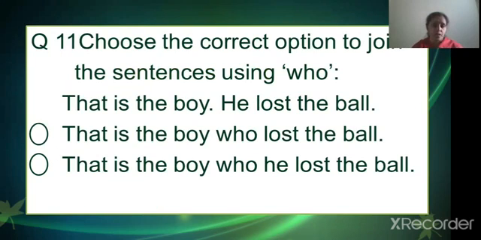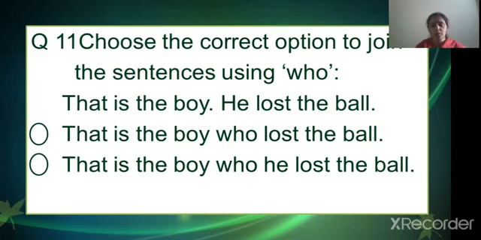Choose the correct option to join the sentences using who. We have to use the word who to join two sentences. The sentences are: That is the boy. He lost the ball. These are the two sentences we're going to join. So the options given here are: That is the boy who lost the ball, or that is the boy who he lost the ball.